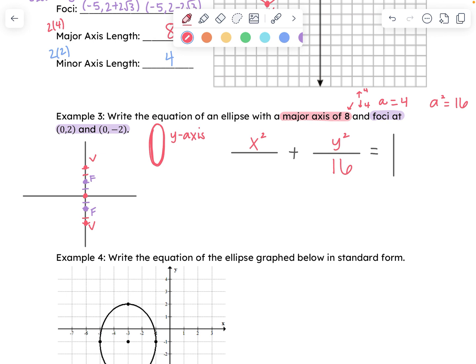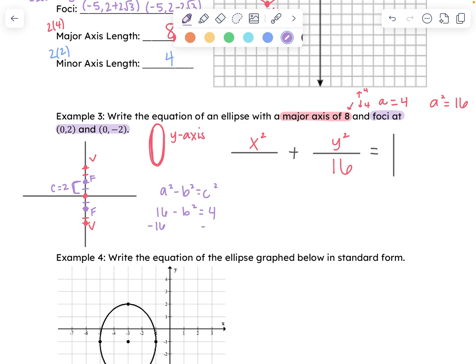And that's where that kind of weird Pythagorean theorem is going to help me a little bit. My weird Pythagorean theorem, remember, is a squared minus b squared equals c squared. Well, I just said that a squared was 16. We're trying to figure out what b squared is, but I know my foci right here are 2 away from the center, which means that c is 2, and c squared would be 4. And I can work backwards to figure out what b squared is.